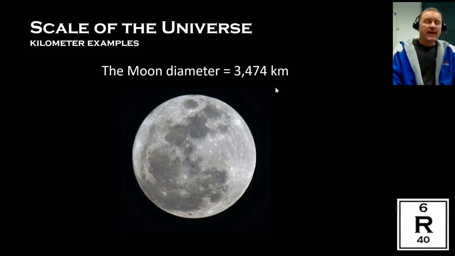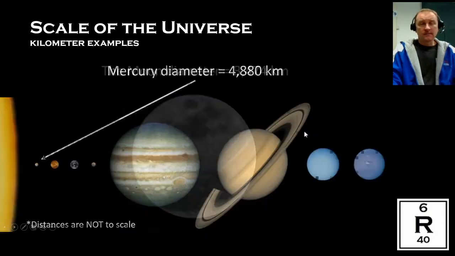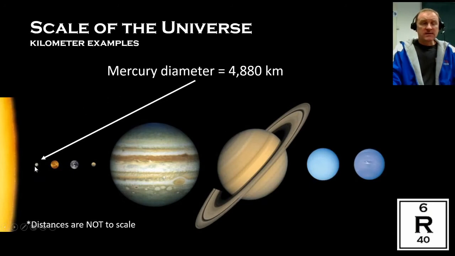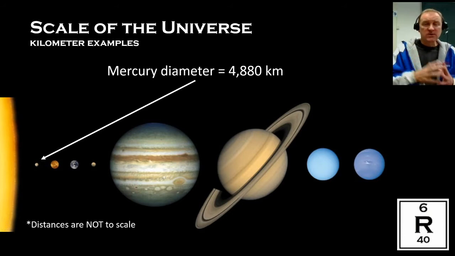Now we're going to talk about the diameter of some celestial objects in our solar system. First we're going to talk about our moon. The moon that orbits around Earth is 3,474 kilometers in diameter. The closest planet to the sun is Mercury, measuring 4,888 kilometers, which is about 1,000 kilometers in diameter more than the moon. So this is not a very big planet. Mercury has a very, very thin crust, and it seems to be extremely dense for its size, which indicates that it's pretty much all iron.